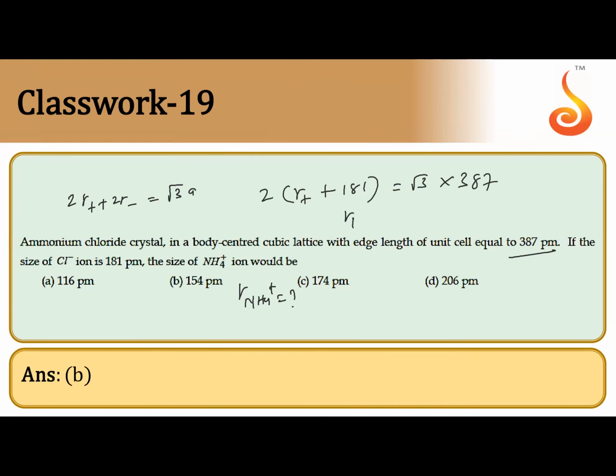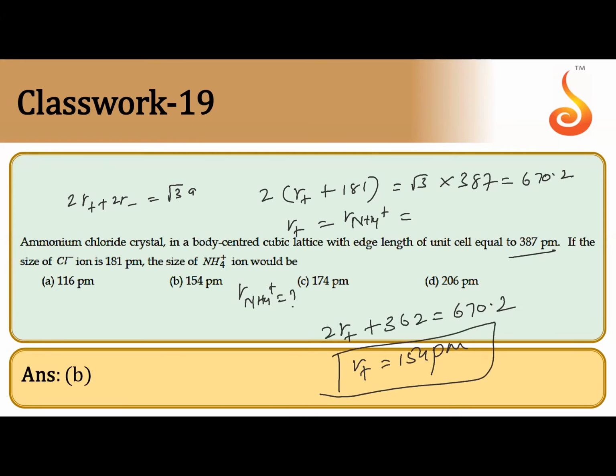R plus is called R NH4 plus. You calculate and see what you will get. So you will get R plus is equal to 154 picometer. I have calculated just now and got the answer. You also please check the calculation. So here the concern thing is the formula. Formula should be thorough.